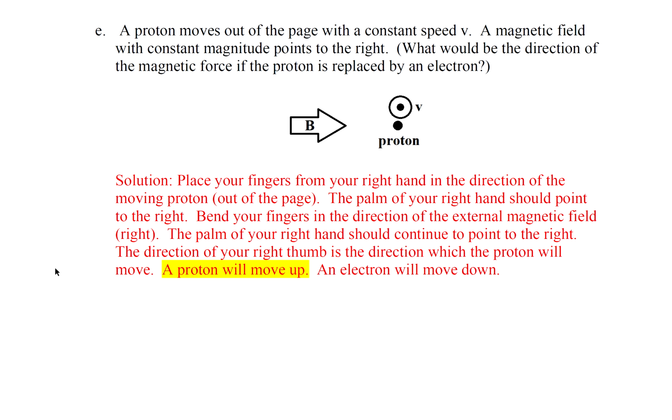Part E, a proton moves out of the page with a constant speed v. So point the fingers of your right hand out of the page towards you, towards your eyes, and bend your fingers to the right because the external magnetic field is to the right, and your thumb points up. So the proton moves up.